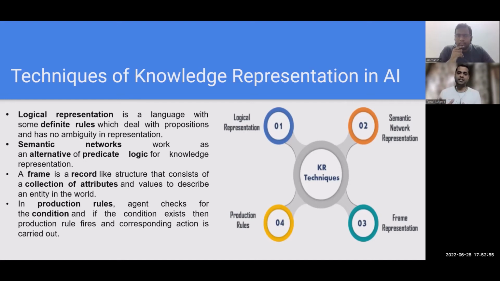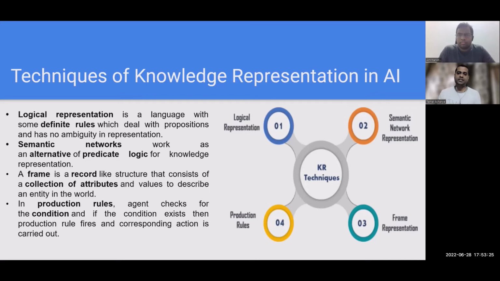Then frame is a record-like structure that consists of a collection of attributes and values to describe any entity in the world. These are AI data structures that divide knowledge into substructures. It's all about representing the knowledge in definite frames, and then you break those frames into subframes and represent that knowledge. So it is easier to implement and easier to understand. Then you have production. In production, the agent checks for a condition.